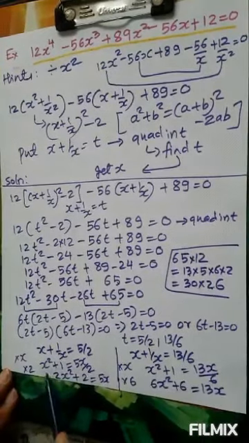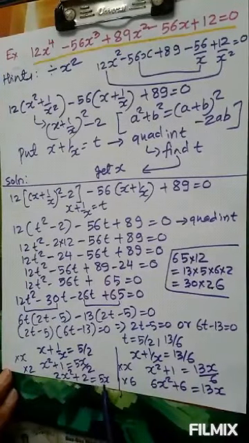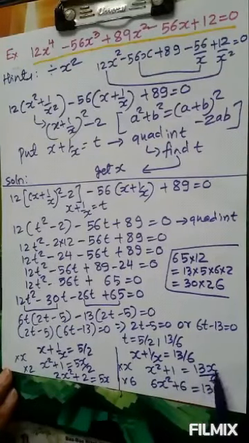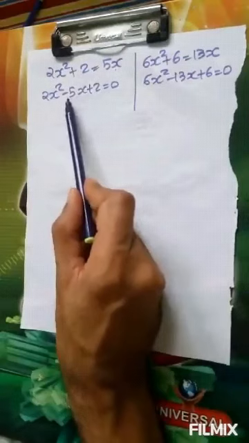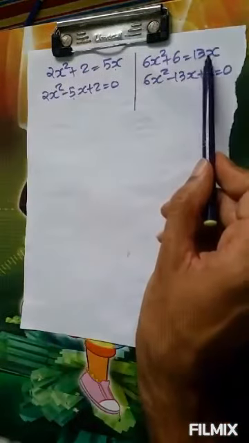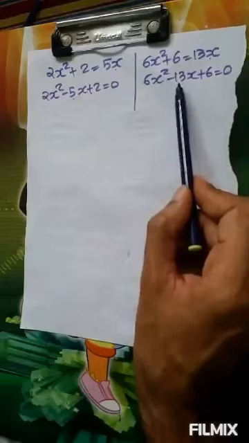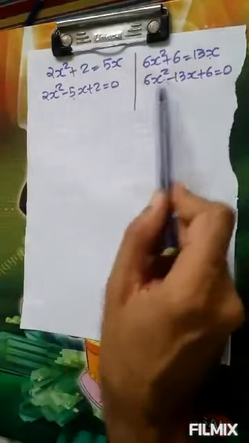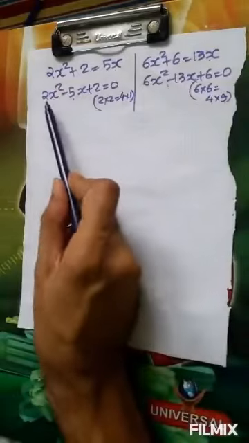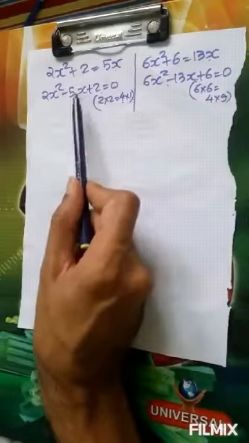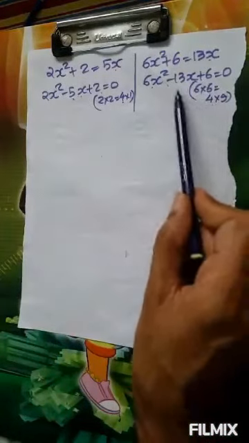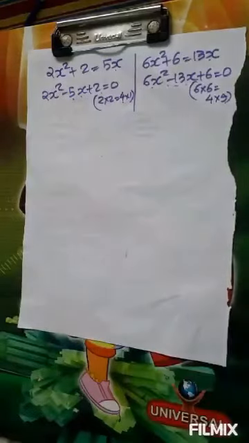Multiplying by 2 here, we will get 2x square plus 2 is equal to 5x. Here multiplying by 6, we will get 6x square plus 6 is equal to 13x. Now the right hand side 5x we will take on the left hand side, which becomes minus 5x, and from here this becomes minus 13x plus 6. I will solve these quadratic equations. If we try by factorization, 2 into 2 is 4, which can be written as 4 into 1 such that minus 4 minus 1 is minus 5. 6 sixes are 36, which can be written as 4 into 9, minus 4 minus 9 is minus 13.